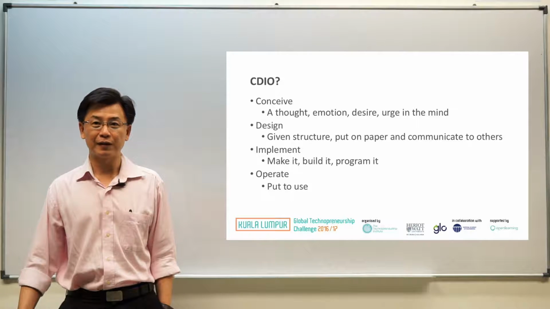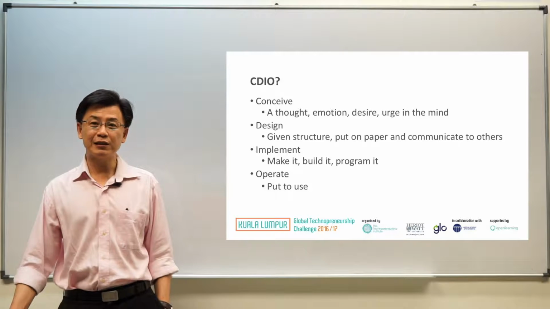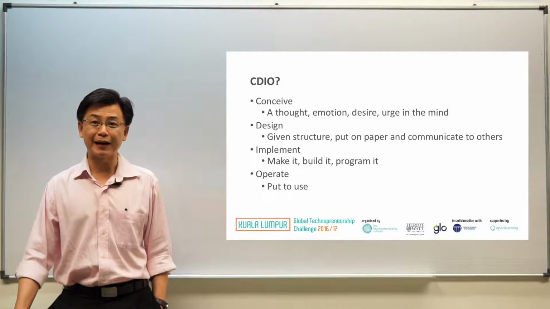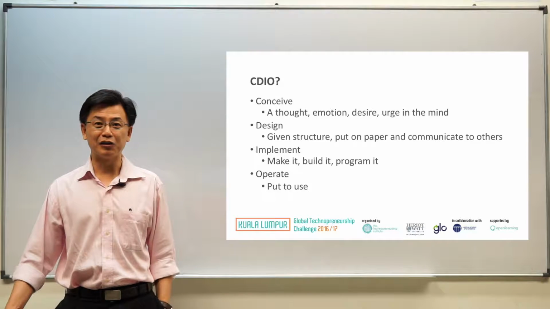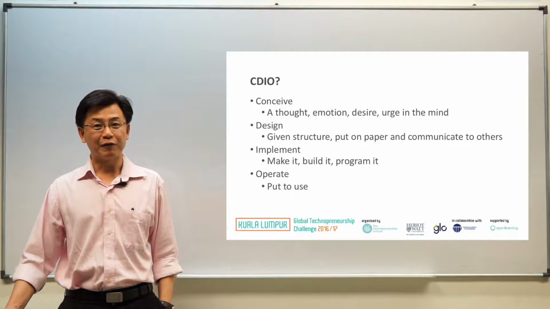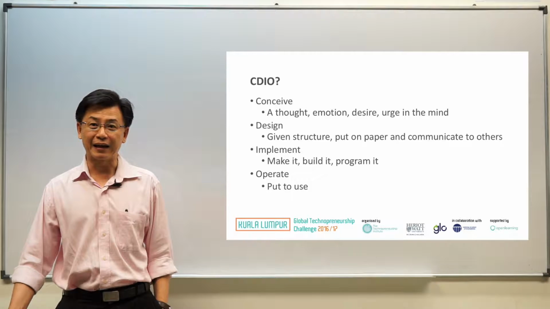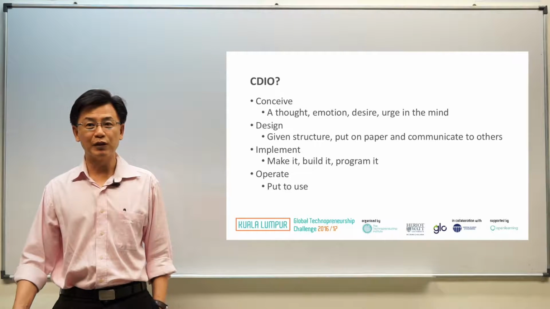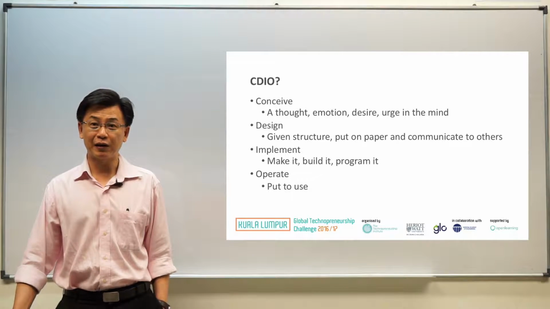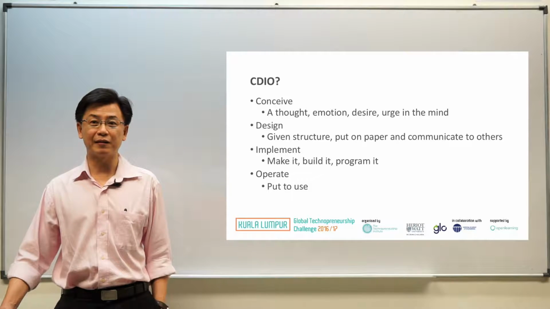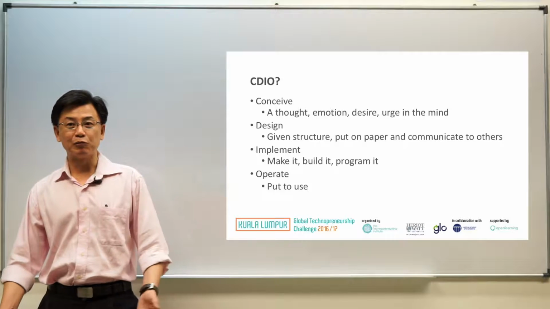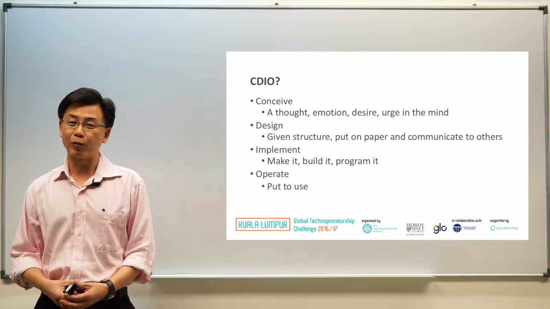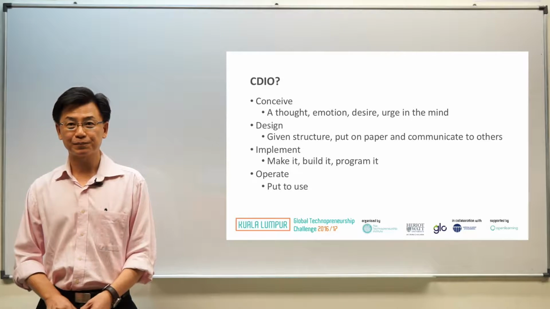Okay? So, conceive would be at a point in time where you have a thought, an emotion, a desire, an urge in your mind for whatever that design is going to look like. A design stage is where you give structure to the concept that you have, you put it on paper and you communicate it to others. Implement is where you make it, you build it, you program it. And operate is where you put it to use.